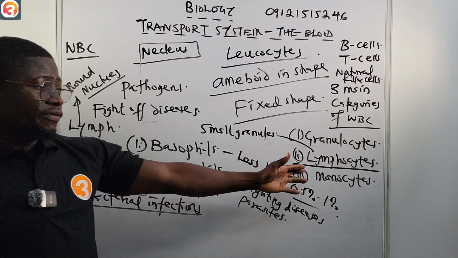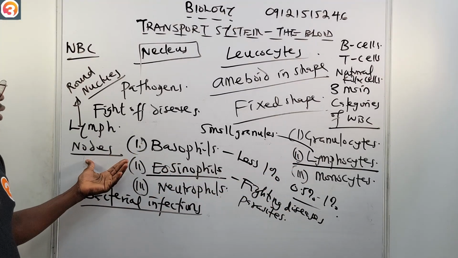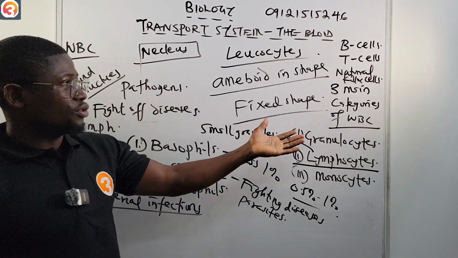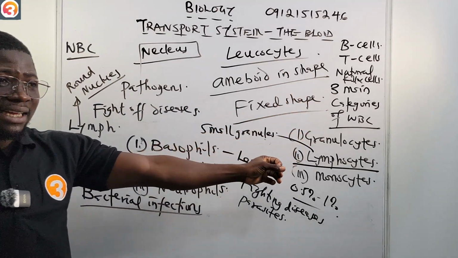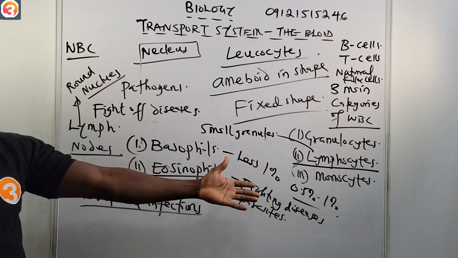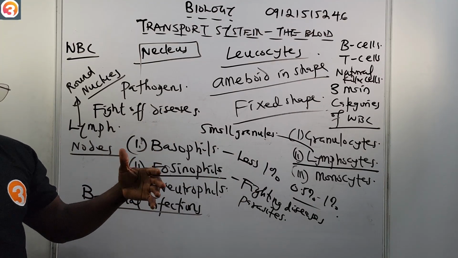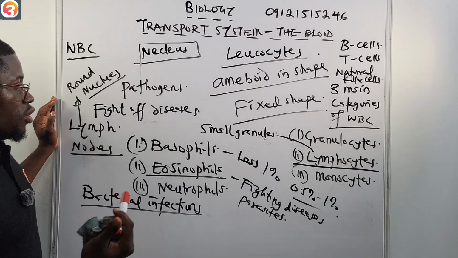Then that is it for lymphocytes, which form in the lymph nodes. They have a round nucleus, categorized into B cells, T cells, and natural killer cells. And of course, the lymphocytes also help to fight against infection. Please take note of all of those.